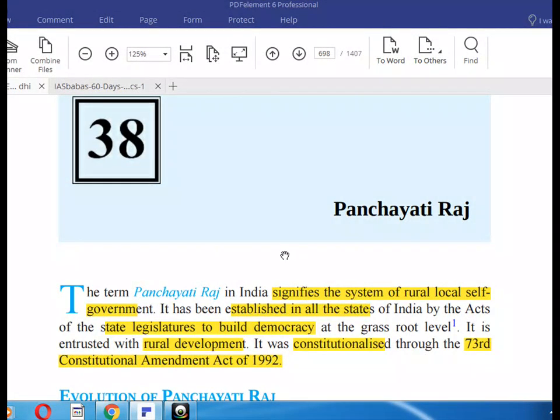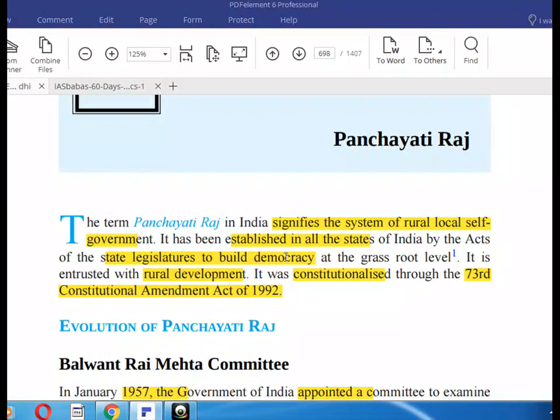The term Panchayati Raj in India signifies the system of rural local self-government, and it is established in all the states of India by acts of the state legislature to build democracy. It is concerned with rural development. It was constitutionalized through the 73rd Constitutional Amendment Act 1992.